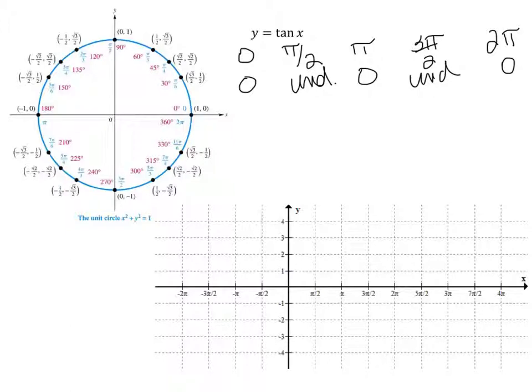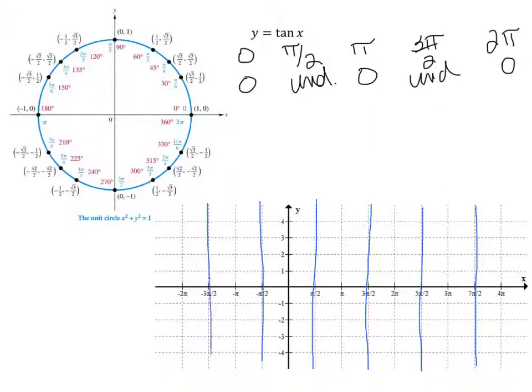The vocabulary term you have for this particular section is an asymptote. An asymptote occurs in a location where graphs are undefined. So I will draw my asymptotes in blue. We've got one here at pi over 2. We have one here at 3 pi over 2. We'll have another one at 5 pi over 2, one at 7 pi over 2. As we move backwards, we'll have one here, one here.